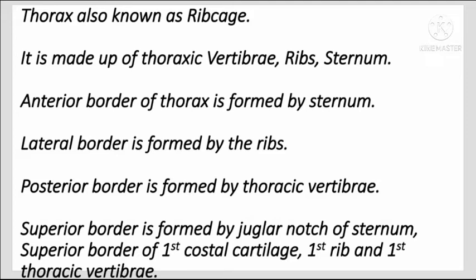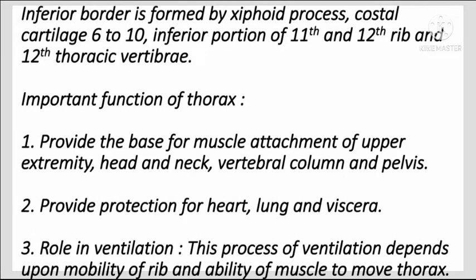The superior border is formed by the jugular notch of the sternum, the superior border of the first costal cartilage, the first rib and the first thoracic vertebra. The inferior border is formed by the xiphoid process, 6th to 10th costal cartilage, the inferior portion of the 11th and 12th ribs and the 12th thoracic vertebra.